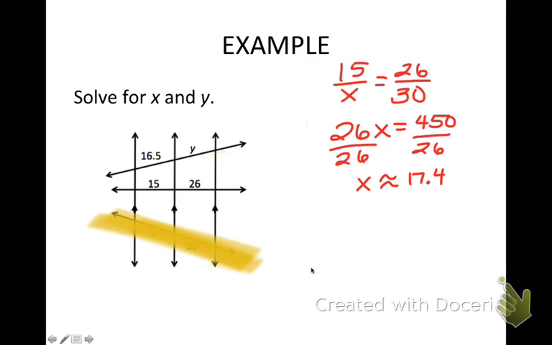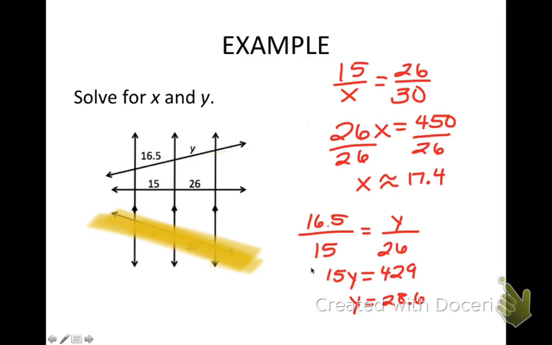How do you see it, Will? To get y at the top part: 15 over y equals 16.5 over 26? Write it how you see it. Good. Cross multiply, 15y is equal to 429. Divide by 15, 28.6. It's exactly 28.6.